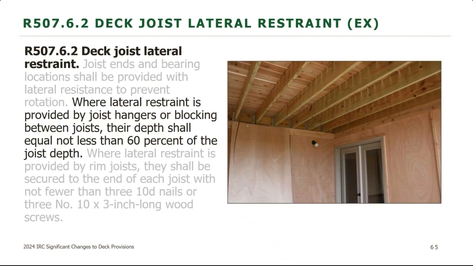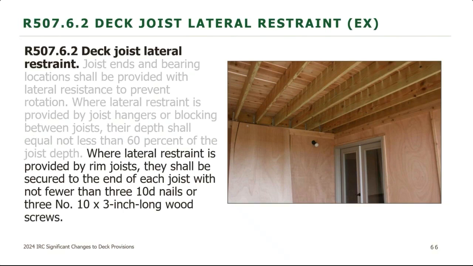And then where the lateral restraint is provided by rim joist, they shall be secured with 3 10-penny nails or 3 number 10 3-inch long wood screws into the end of those joists. So you can do it with joist hangers, you can do it with blocking, or you can do it with a rim joist out there on the end.